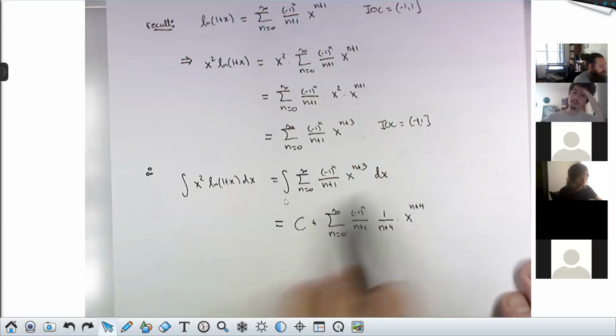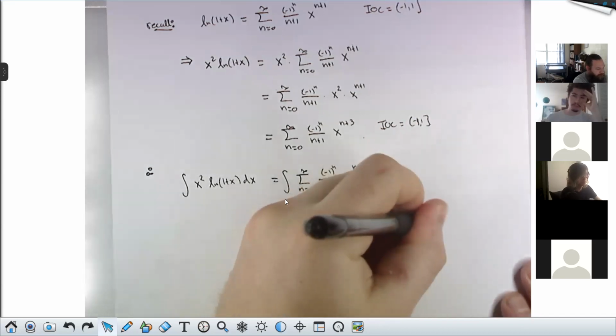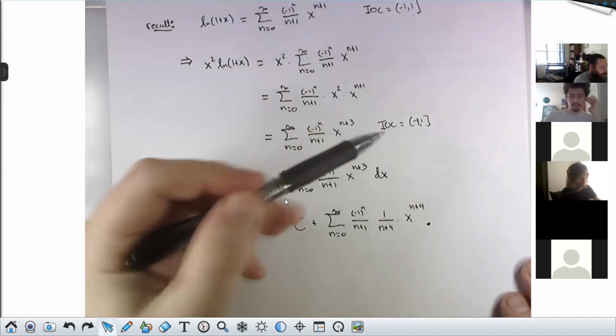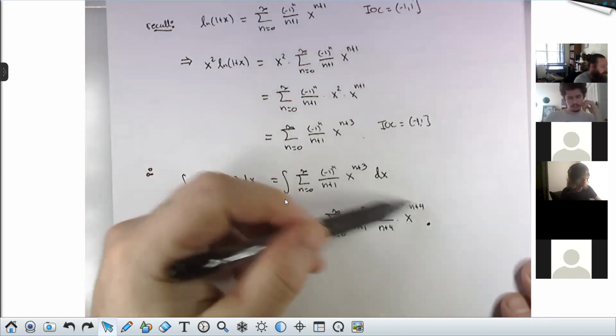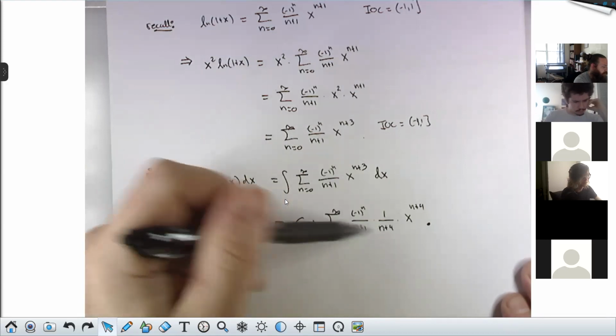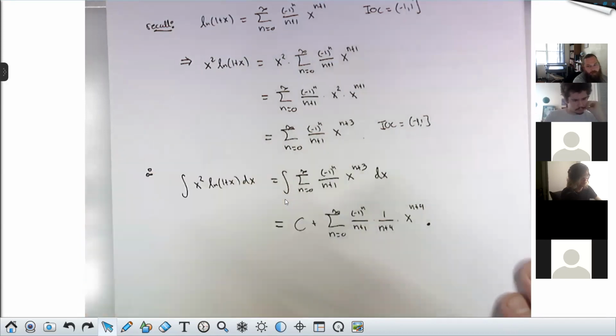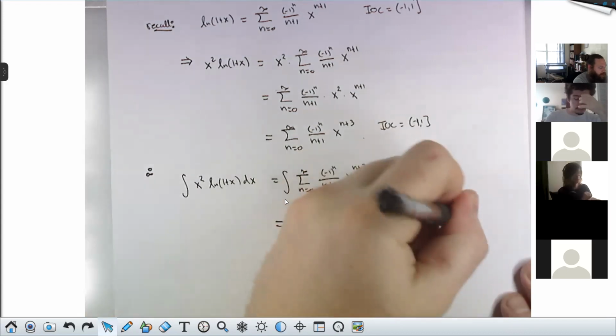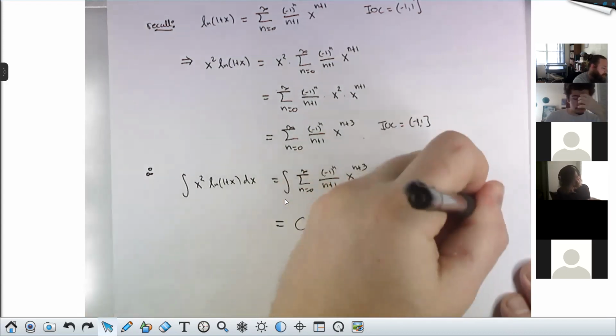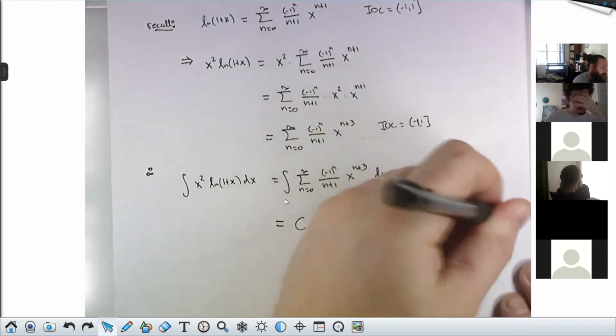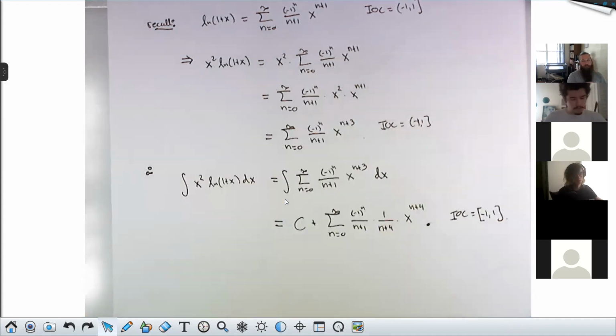The IOC here is a little bit interesting. So problem done, right? This is the end of the problem. The IOC here is a little bit interesting. We do pick up the left endpoint. If you plug in -1, this is a convergent series because the bottom is quadratic. So it's like an alternating 1 over n squared. And that'll converge regardless of whether it alternates or not. So the IOC here is closed on the left, closed on the right. So this time when we integrate, we picked up an endpoint. It's very nice.